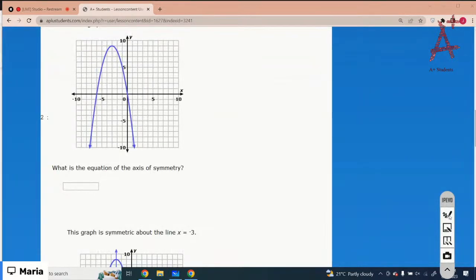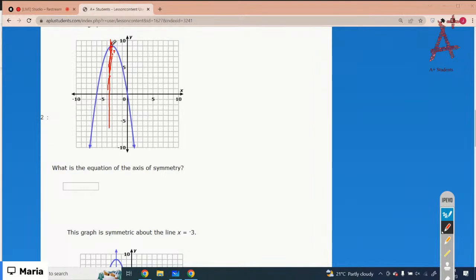Okay, here you have another example. The graph opens downward. Got it? That means you have to write the equation of the axis of symmetry. Basically, the axis of symmetry is the thing that divides a shape into two identical parts. Got it? So when you divide this shape into two identical parts, just draw a line that divides the shape into two identical parts. It would be like this.